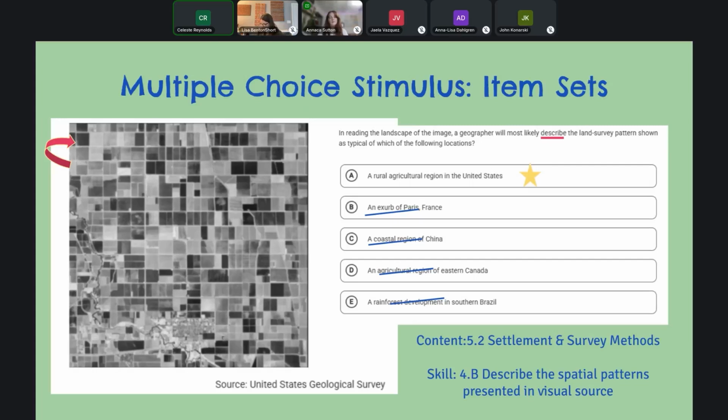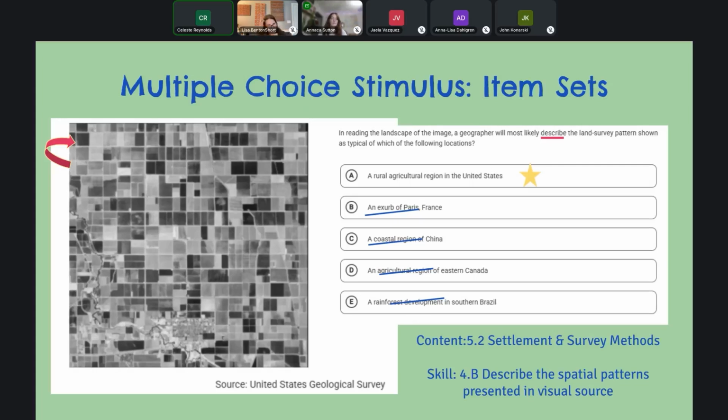So as you go through, oh, look, it is a rural agricultural region in the United States. Hopefully you've shown them multiple types of satellite images of different parts of the United States and the world. And they say, yeah, that looks pretty good. Would it be an exurb of Paris? Probably not, because if it was, we'd probably see a little bit more urban.